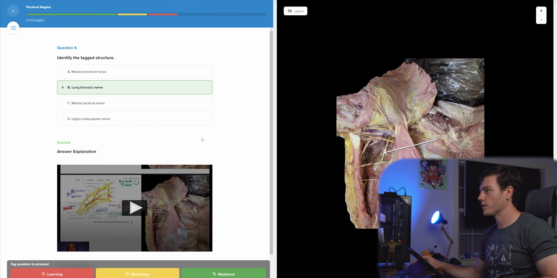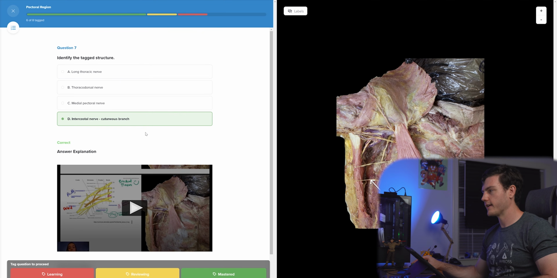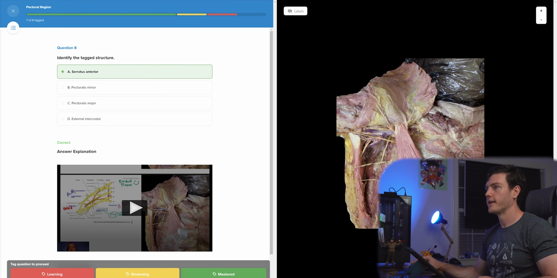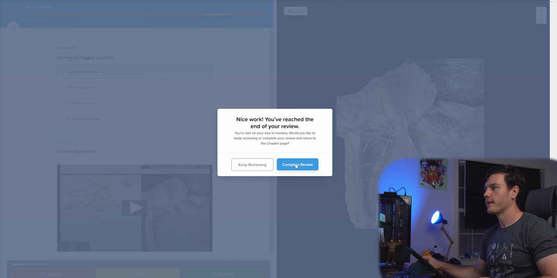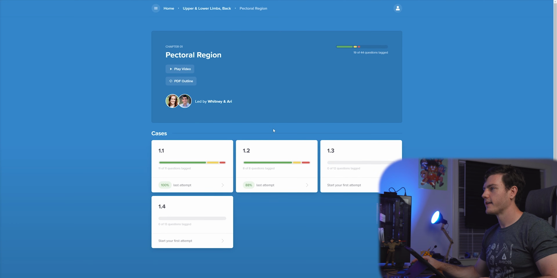The long thoracic nerve, we were pretty confident about that, so I'll hit mastered. That's kind of obviously a cutaneous branch of an intercostal nerve, mastered. We're pretty good about that. I think we know that that's the serratus anterior if we would see it. Complete review. Okay, so now this is what it looks like.